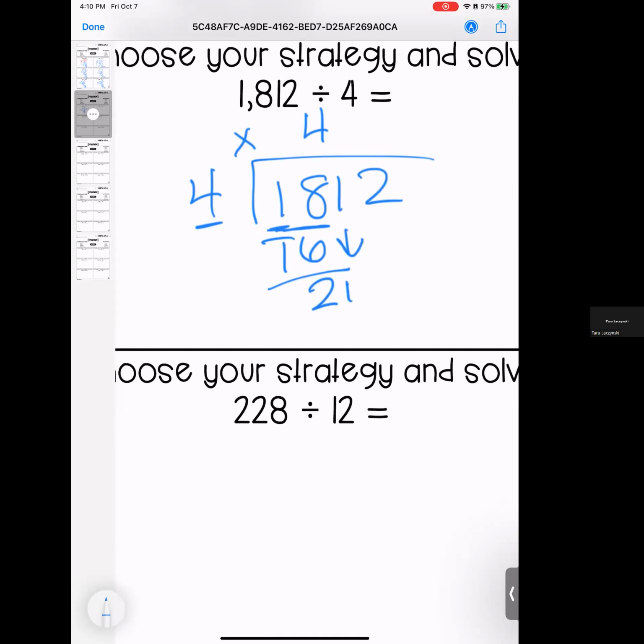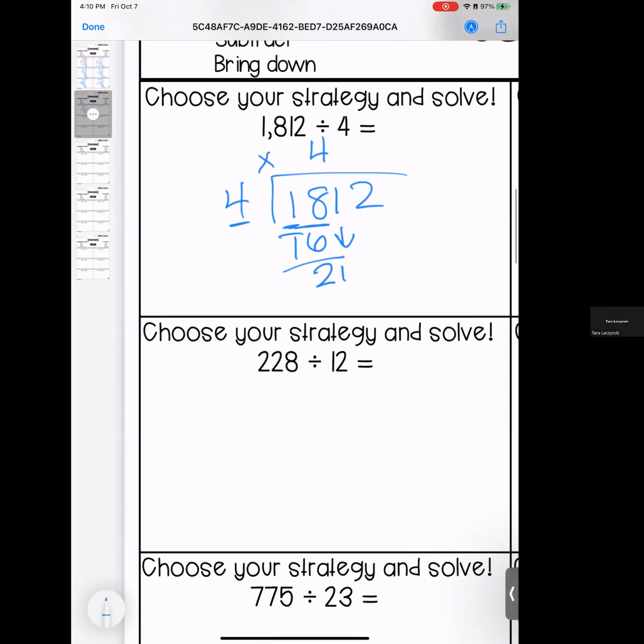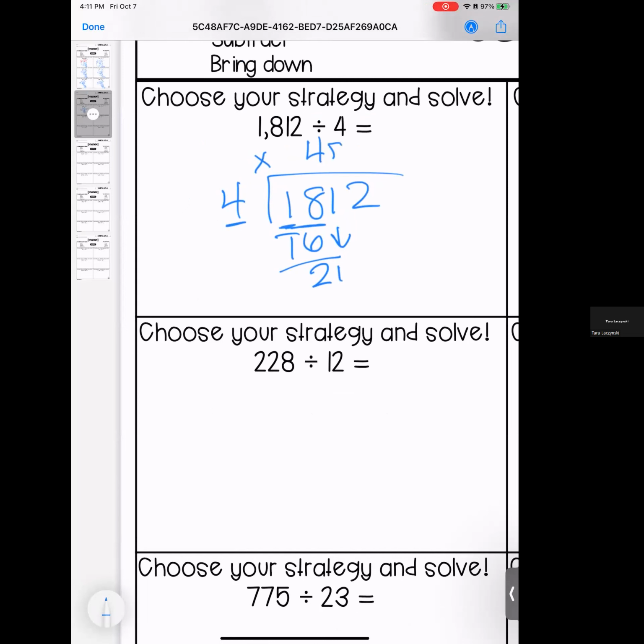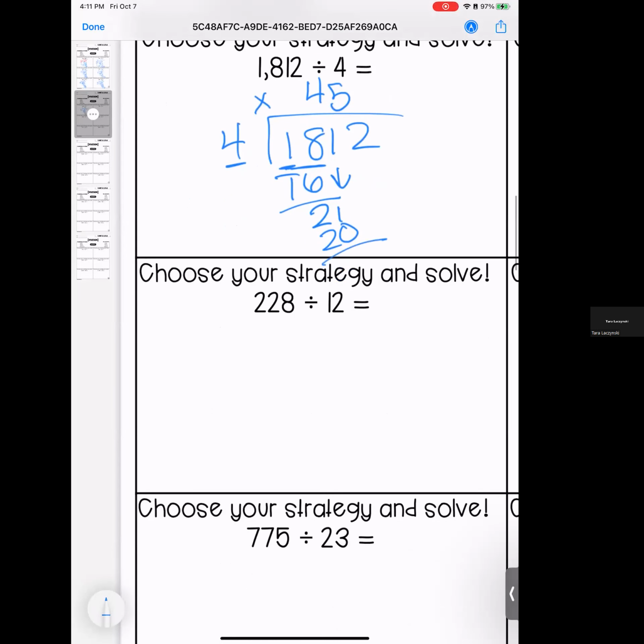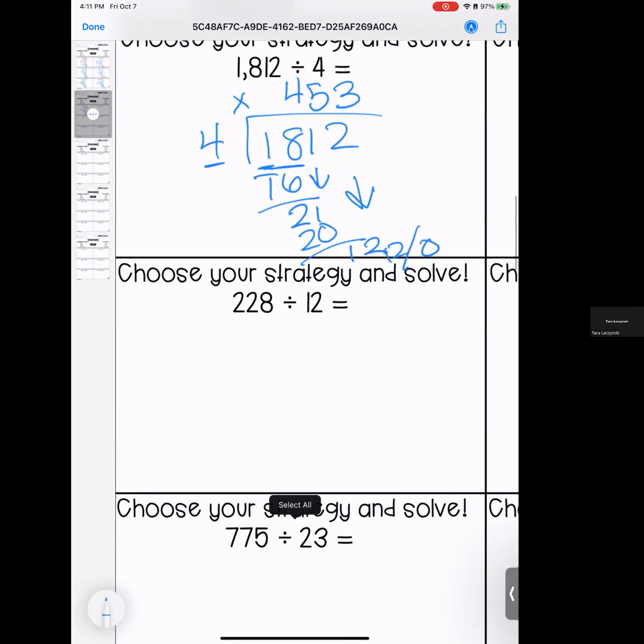Bring down my 1. The closest that I can get is 4 times 5, which gives me 20. 21, take away 20 is 1, bring down my 2. 4 goes into 12 3 times exactly. I subtract, I have no remainder. My answer is 453.